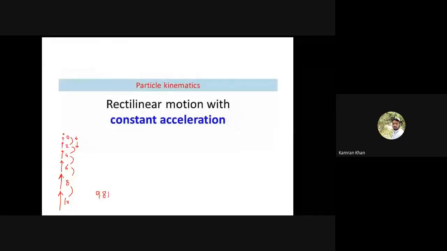A very good example of constant acceleration is free falling bodies. For example, if you have a stone and you let it go from the top of a building towards the ground, that will be an example of a free falling body.